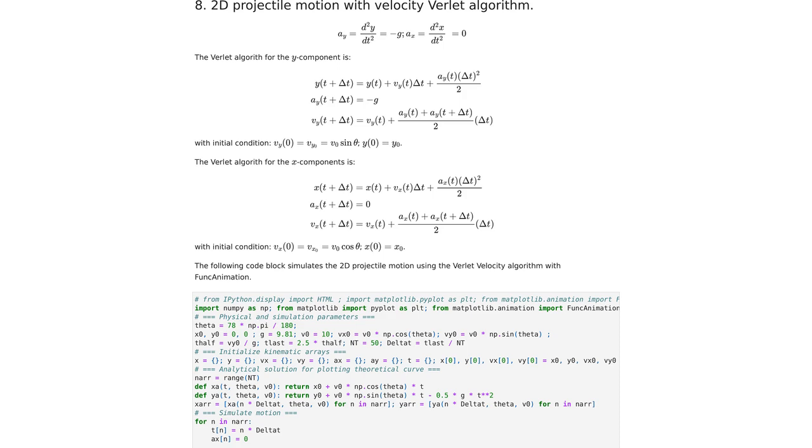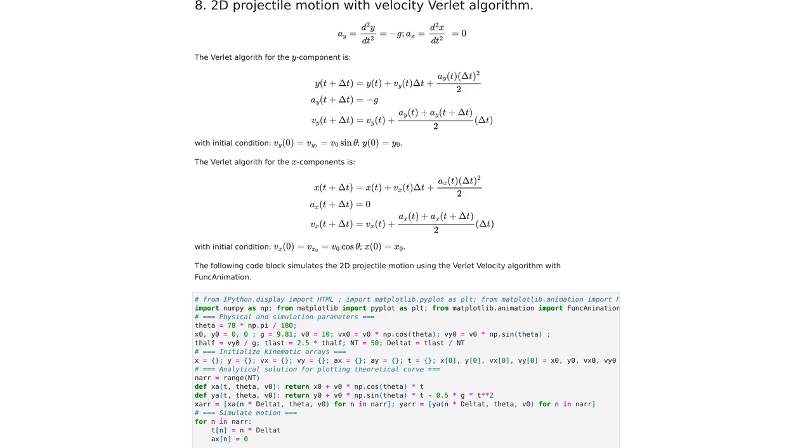For the x component, the position x at t plus delta t is updated similarly using x(t) plus v_x(t) times delta t plus 1/2 times a_x(t) times delta t squared. The x acceleration, a_x(t plus delta t), is 0. The x velocity v_x(t plus delta t) is then current v_x plus 1/2 times the sum of current and new x accelerations, all times delta t, which simplifies because x acceleration is 0.